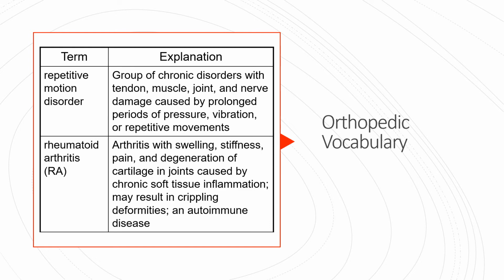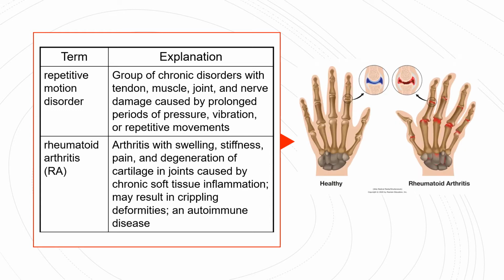A repetitive motion disorder is a group of chronic disorders with tendon, muscle, joint, and nerve damage caused by prolonged periods of pressure, vibration, or repetitive movements. If you're going to be participating in sports, you might have the chance to experience some of these at some point. Rheumatoid arthritis can also be abbreviated RA. This is a type of arthritis with swelling, stiffness, pain, and degeneration of cartilage in joints caused by chronic soft tissue inflammation. It can result in crippling deformities, and it's an autoimmune disease, which means basically your body is immune or allergic to parts of your own body.